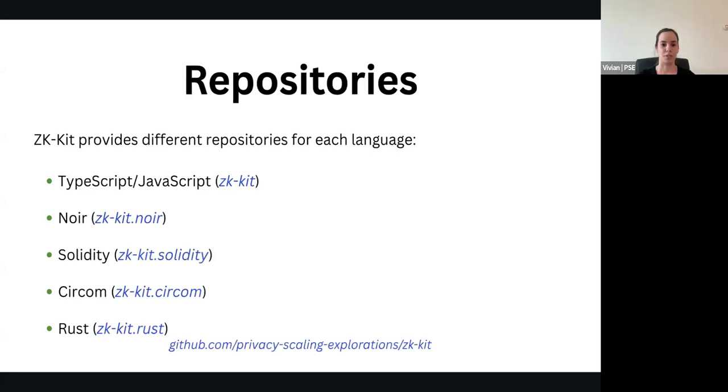There are 5 repositories so far. There is one for TypeScript, JavaScript, another for Noir, Solidity, Circom, and Rust. Every repository has links to all the repos, so you can find all of them in ZK-Kit, and then the others have links to the other repositories too, so it's easy to go from one repository to the other.